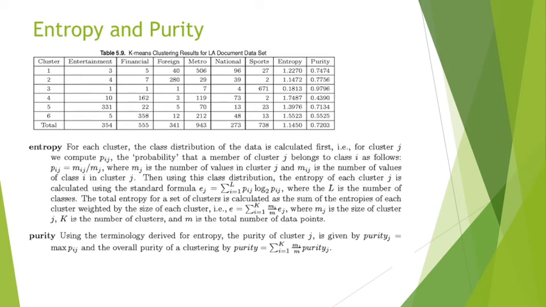And the purity is defined using the terminology derived for entropy. The purity of cluster J is given by purity = max Pij, and the overall purity of a clustering is computed by the formula given.